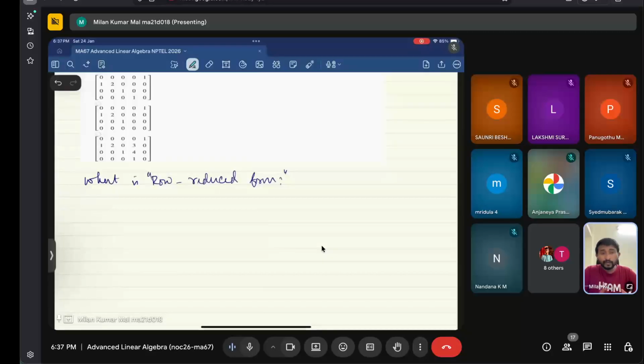So now you can perform elementary row operations on a matrix. But till when should you do the elementary row operations, after which you can say that okay, this is enough?